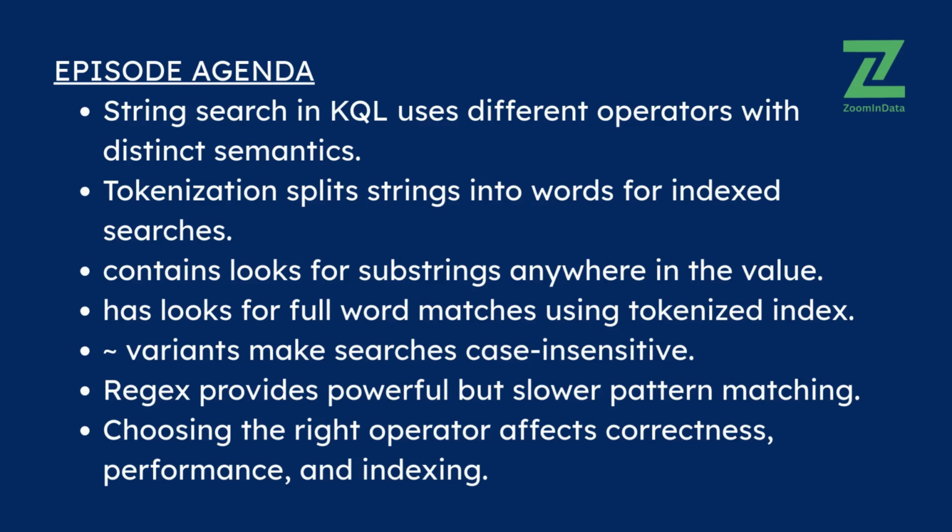Here is our roadmap for today. String search in KQL uses different operators with distinct semantics. Tokenization splits strings into words for indexed searches. Contains looks for substrings anywhere in the value. Has looks for full word matches using tokenized index. Tilde variants make searches case insensitive. Regex provides powerful but slower pattern matching. Choosing the right operator affects correctness, performance, and indexing. Let's dive into the details.